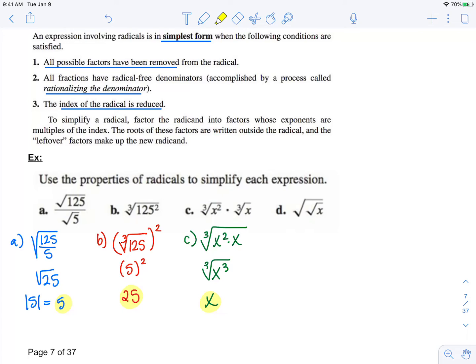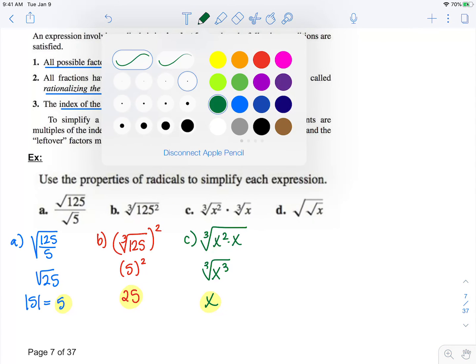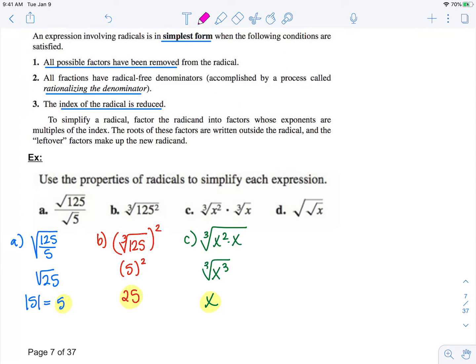Now in part D, I have the square root of the square root of x. Now remember, the index here that's not written is 2 on both of these. So this is 2 times 2 as my new index of x. Well, 2 times 2 is 4, so this is the 4th root of x, and I can't simplify that anymore.